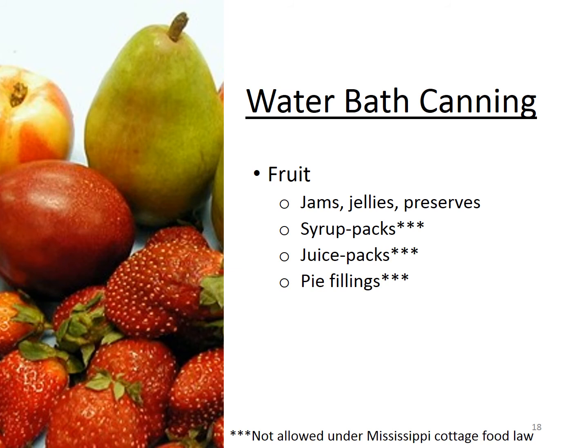Pie fillings are made with sugar, seasonings, prepared fruit, often the fruit is blanched, and clear gel, which is a modified food starch. Jams, jellies, and preserves are spreadable products made with sugar and pectin.